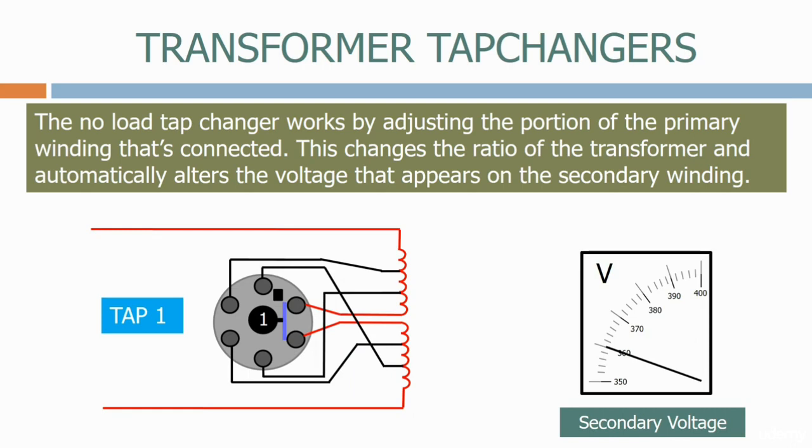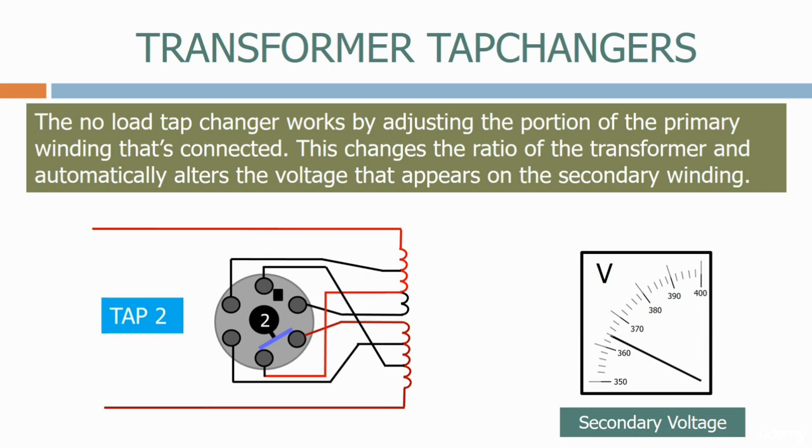Here's a typical off-load tap changer. As you can see, at the moment we're on tap 1. On tap 1, we can see that the full primary winding is connected. To operate the tap changer, we firstly disconnect the load, then move the tap changer around to position 2 and reconnect the load. On position 2, we can see that a portion of the primary winding has been disconnected and the secondary voltage therefore increases.